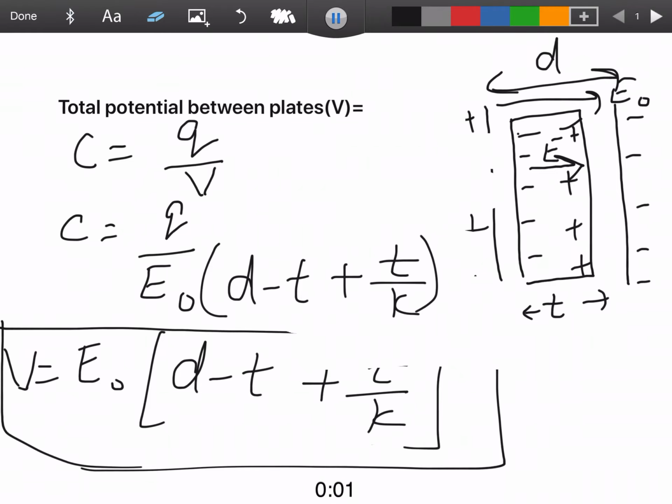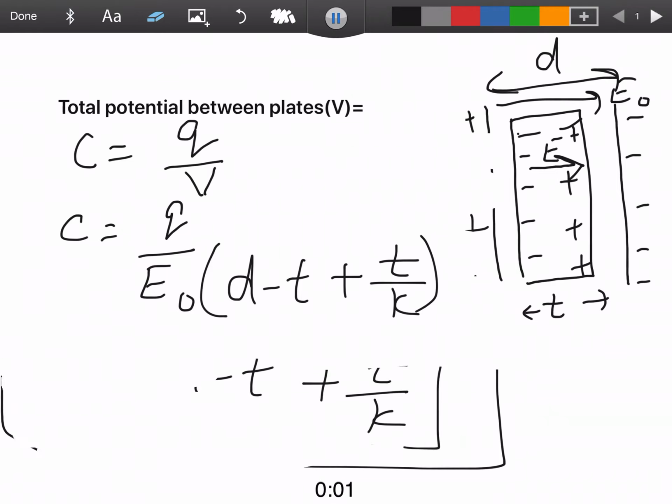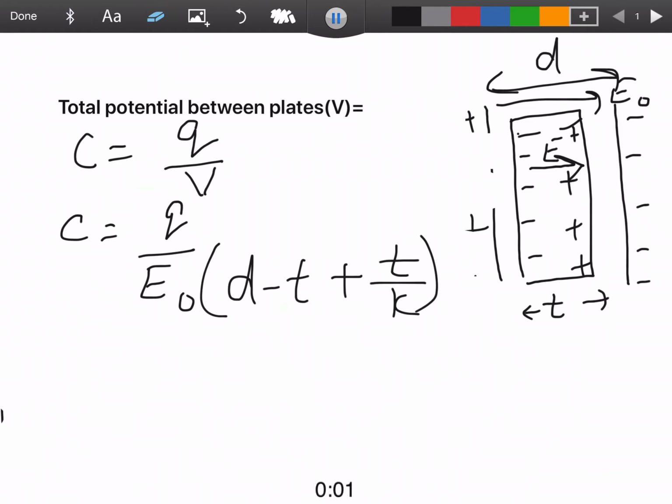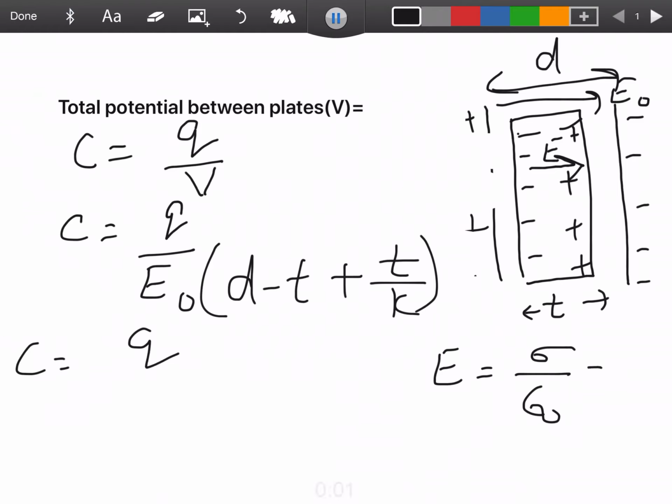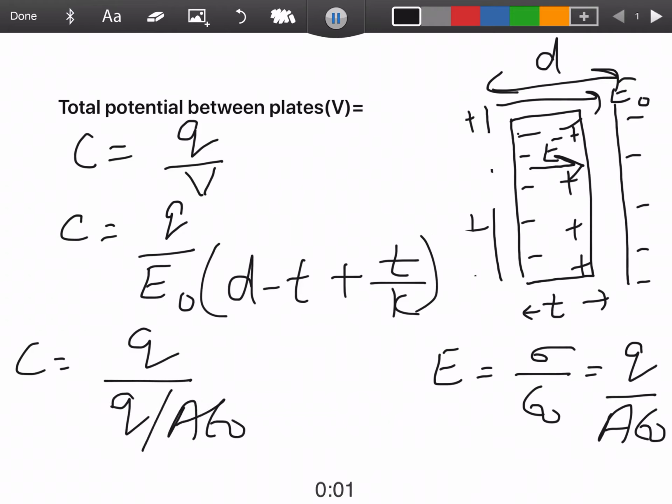Further, we can write electric field in between two plates. We know electric field between two plates is equal to sigma over epsilon naught. So we can replace, and at the same time sigma can be written equal to charge upon area. So electric field can be written equal to Q over A epsilon naught. So we can replace E naught by Q over A epsilon naught. Rest will remain same.